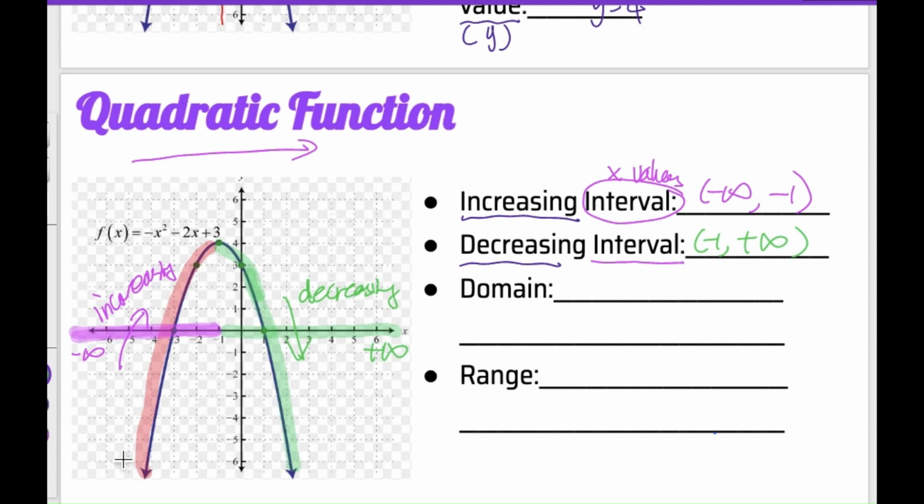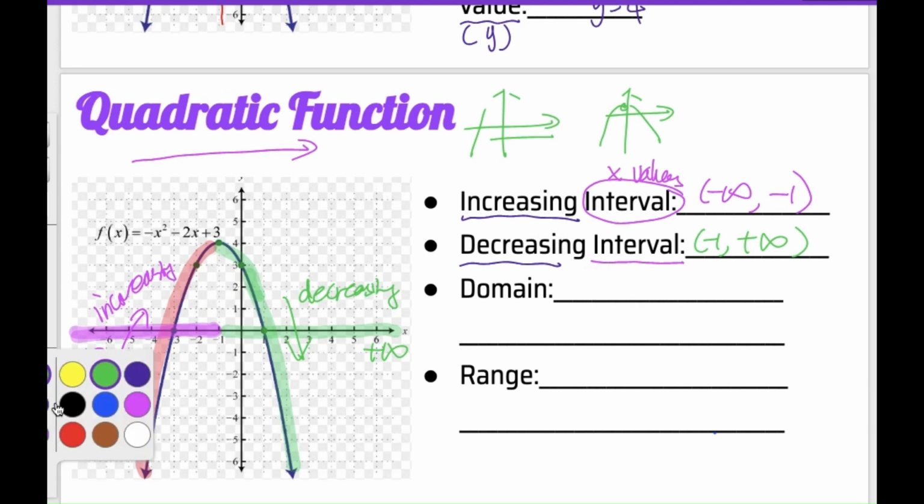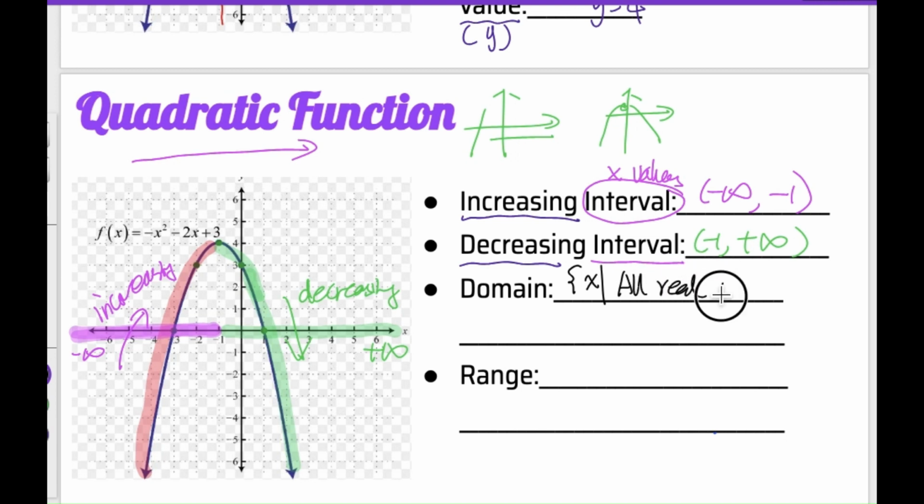For the domain, if we do not see a breakpoint in the graph, for example a gap, or sometimes we see a graph with an open circle, all of these are considered breakpoints of the graph. If you do not see that, that means the domain is all real numbers. We can write down the answer in set notation as curly bracket x bar, all real numbers. That means every single number on the number line is defined. Or we can use interval notation, negative infinity to positive infinity, meaning all the numbers on the number line are defined on the graph.